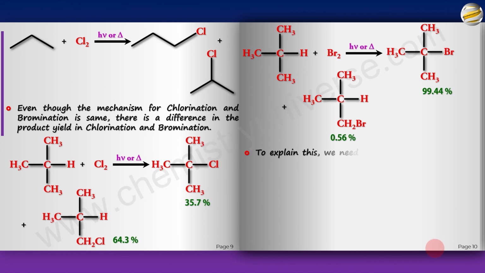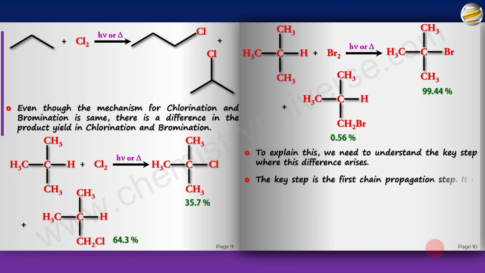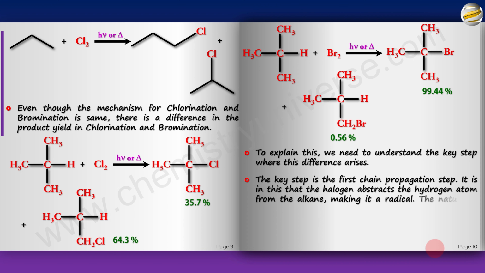So, to explain this, we need to understand the key step where this difference arises. The key step is the first chain propagation step. It is in this step that the halogen abstracts the hydrogen atom from the alkane, making it a radical. The nature of the radical formed depends on the nature of the hydrogen atom abstracted.